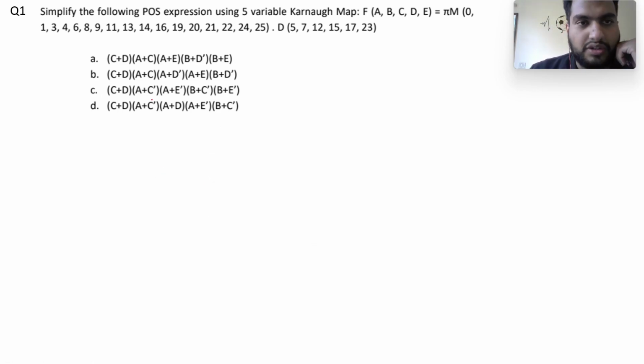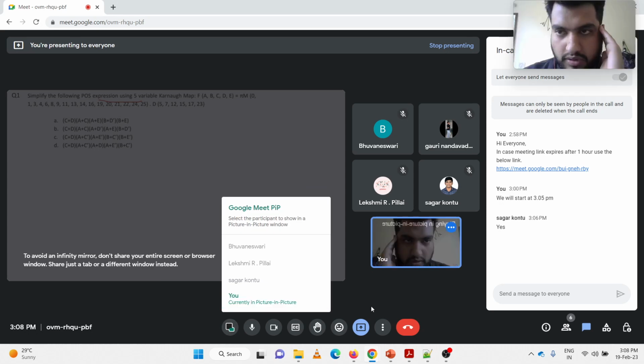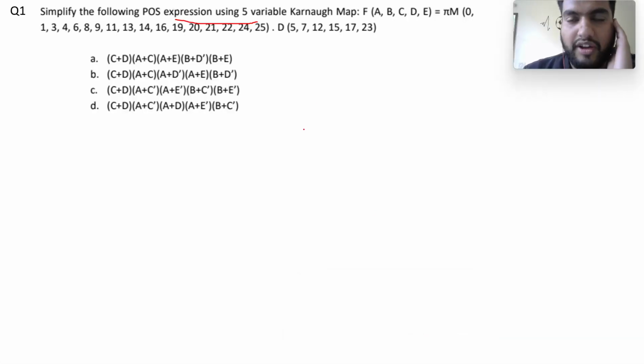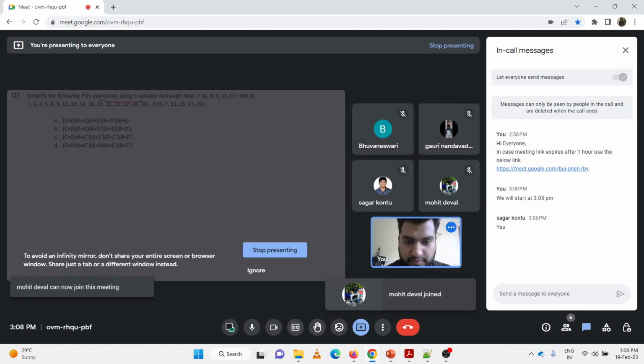Here we have this question that asks us to simplify the product of sum. We are given this product of sum expression using a 5 variable K-map. We have to solve this using a 5 variable K-map, and as you might know, we construct a 5 variable K-map by taking... just a moment. So where is it?